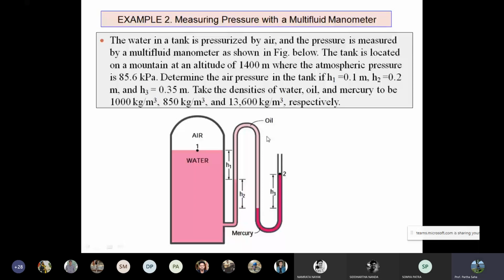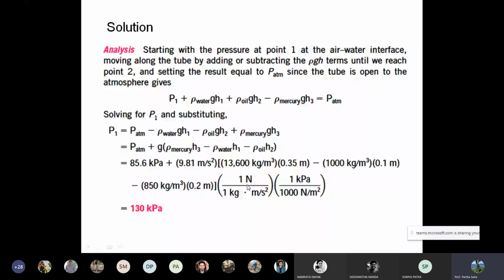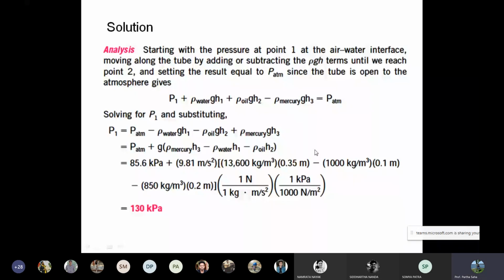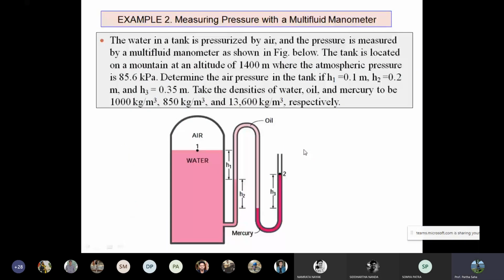So we have to determine the pressure in the tank, right? You just consider the differential manometer concept. The pressure is P1 plus, for the water height, rho 1 g h1, right? And similarly, for the oil height, rho oil g h2, because the oil has increased. Then finally, the mercury height has been depressed by rho mercury g h3 by this amount.